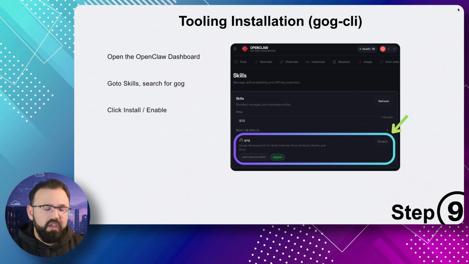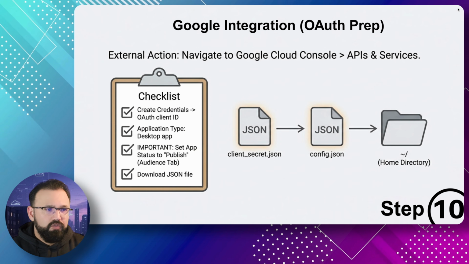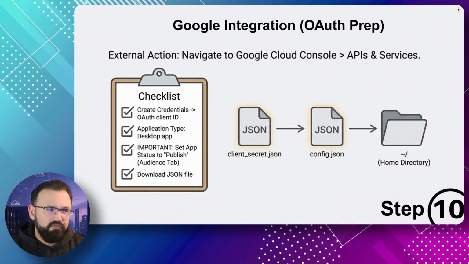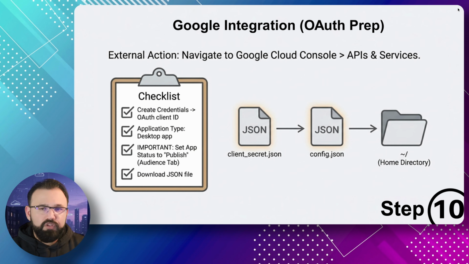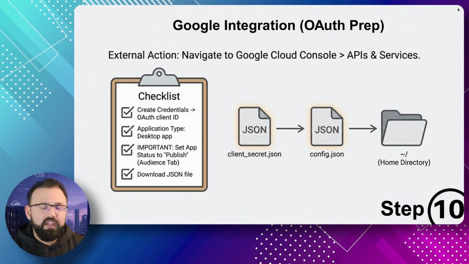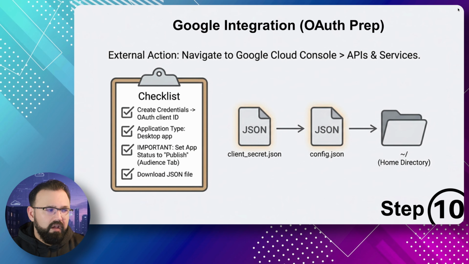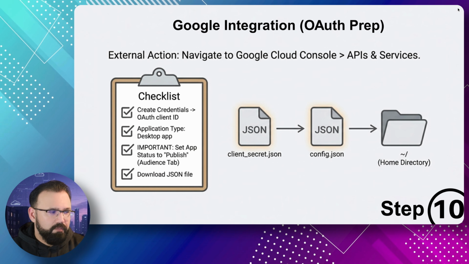Now, by this time, you will have GOG CLI installed. Now we need to do the authentication preparations, right? So the first and foremost step is you go to Google Cloud Console. You need to create a project if you don't have one already. Once you have the project created, in the project, you need to create credentials, an OAuth client ID, and the application type would be desktop app.